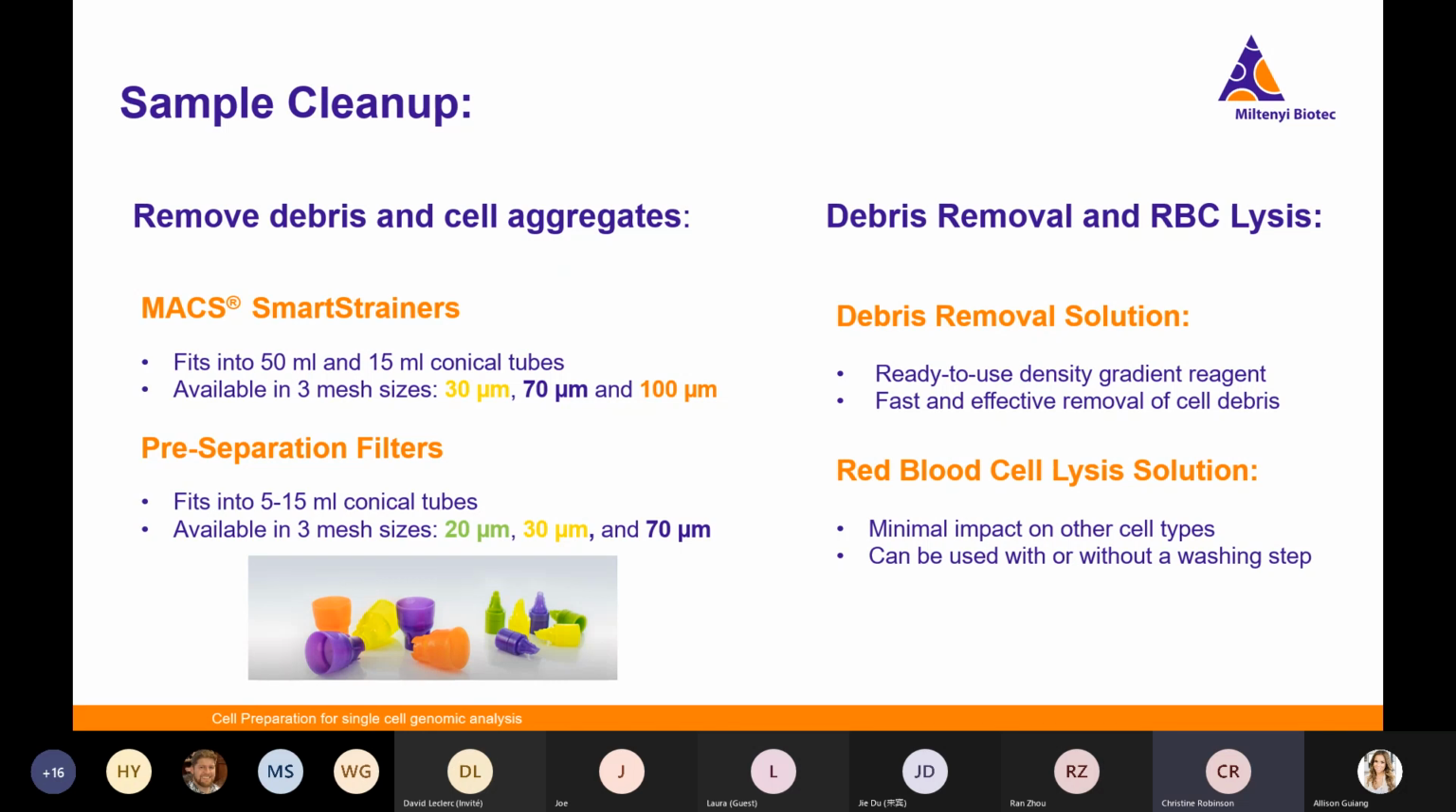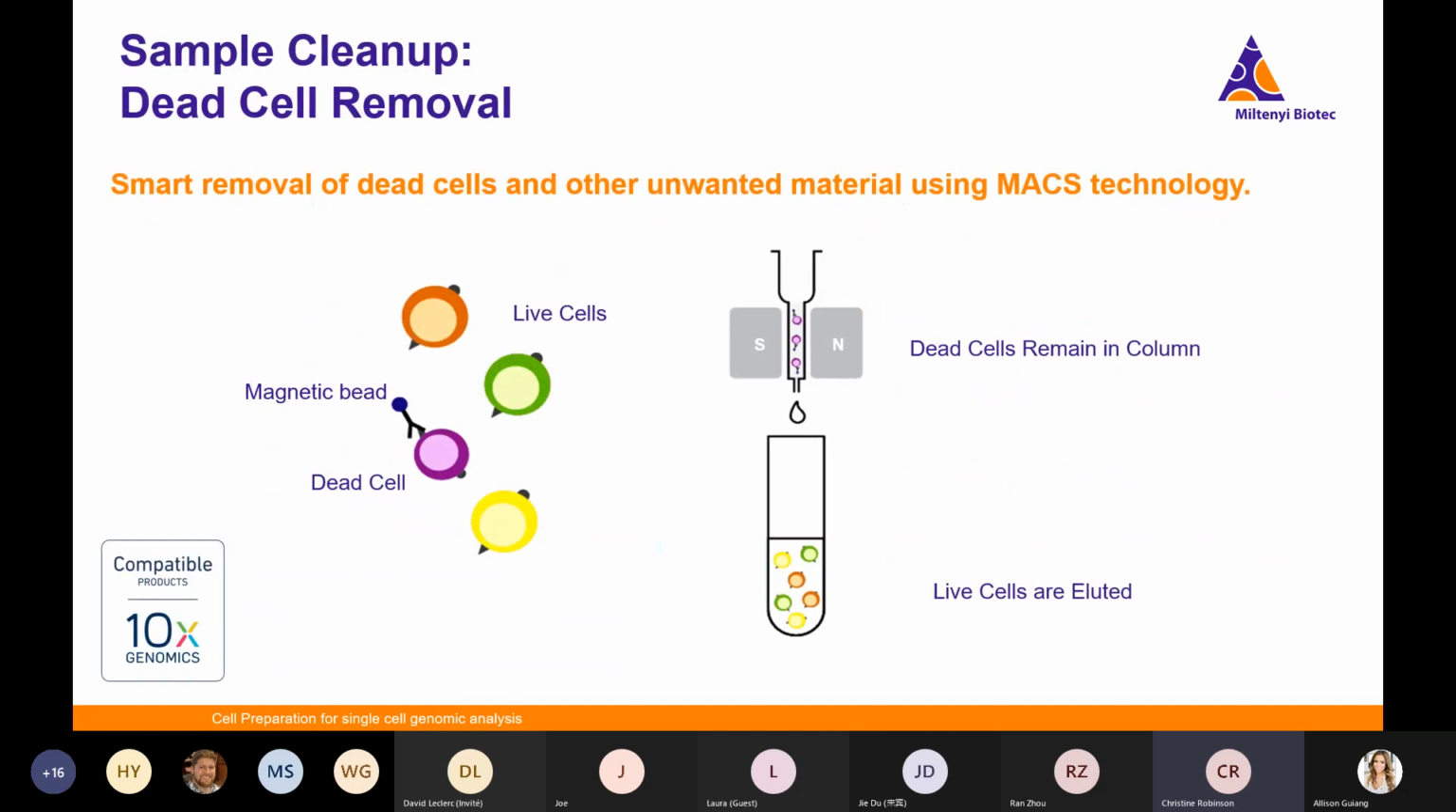And then arguably, if we go to the next slide, one of the most important steps in sample cleanup is going to be maximizing viability. So why is viability so important for single cell sequencing? Dead cells can create two problems. They can leak cellular RNA into the solution, and this can increase background noise, and can also contaminate other cells with non-endogenous transcripts. And second, dead cells still contain RNA, which can make functional libraries.